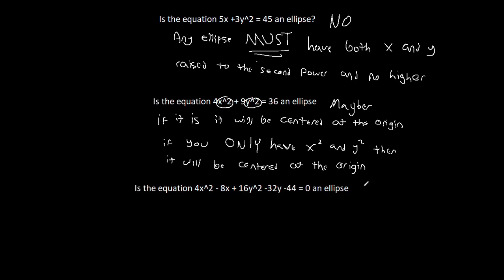The answer to this is also yes, because we have an x squared, we have a y squared, and we don't have anything higher than squared, so we know it's an ellipse. We've met the definition: it must have both x and y raised to the second power, and no higher. So the highest term in both is squared, so we know this is going to be an ellipse. And we also know that it will not be centered at the origin.